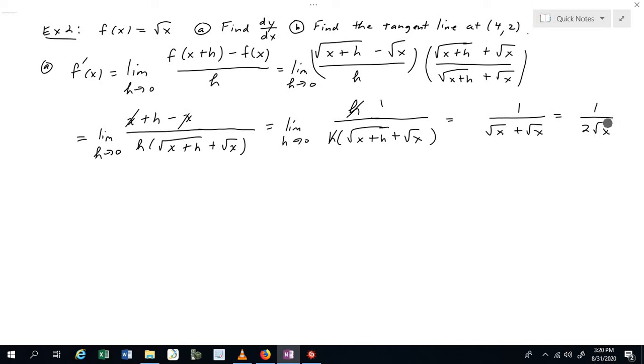Now, this function, the derivative, describes the slope of the tangent line to this function at any point x. It also describes the instantaneous rate of change in this function at any point. And so we're going to use that to find the equation of the tangent line at this point 4, 2. Okay, so let's find that for part B.